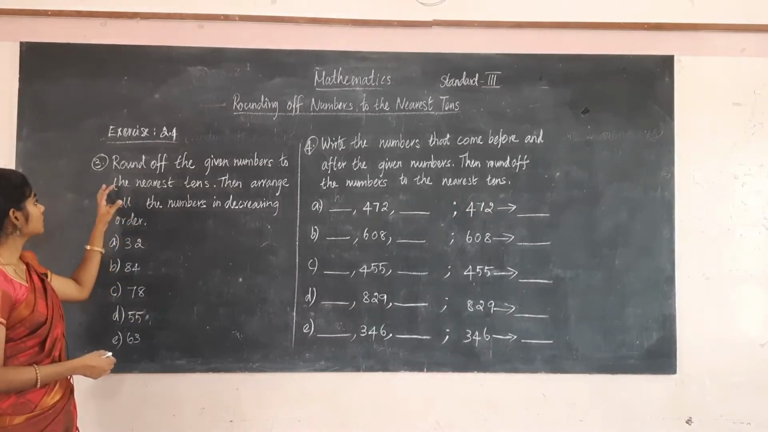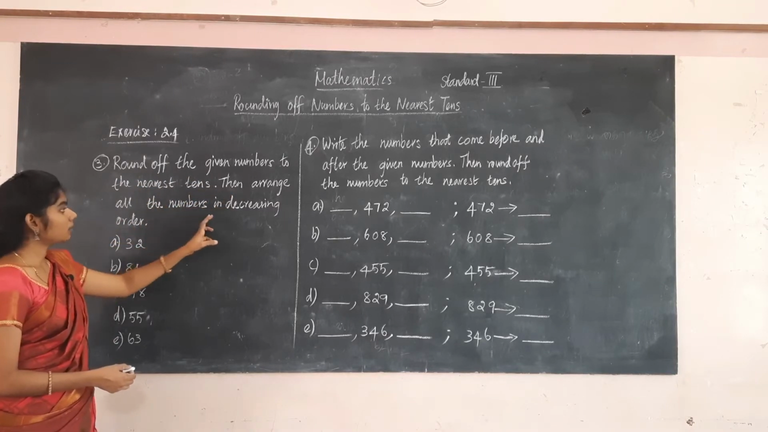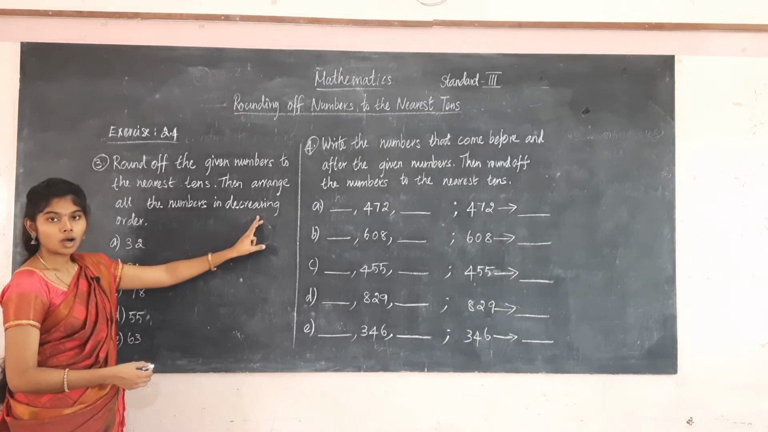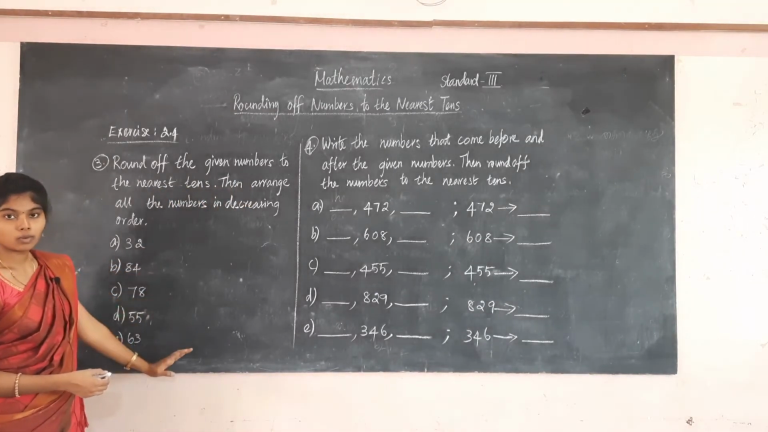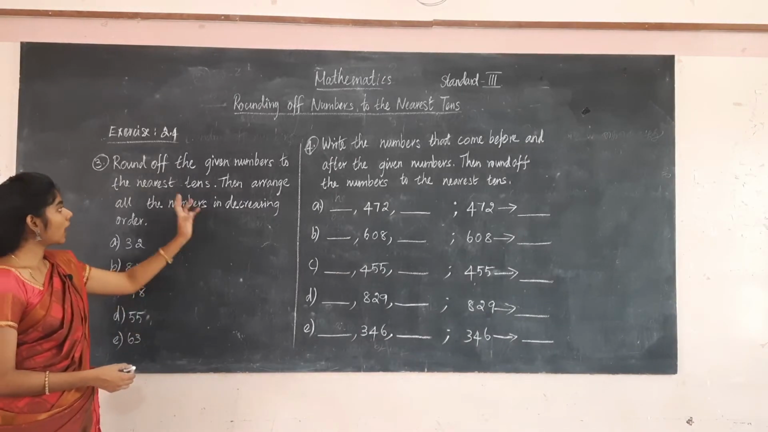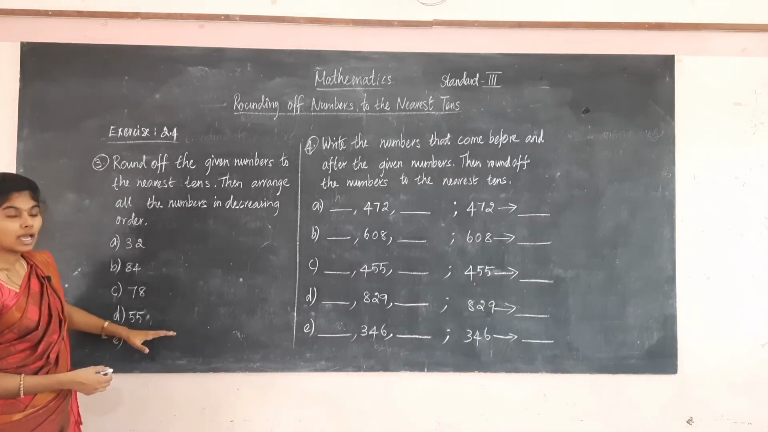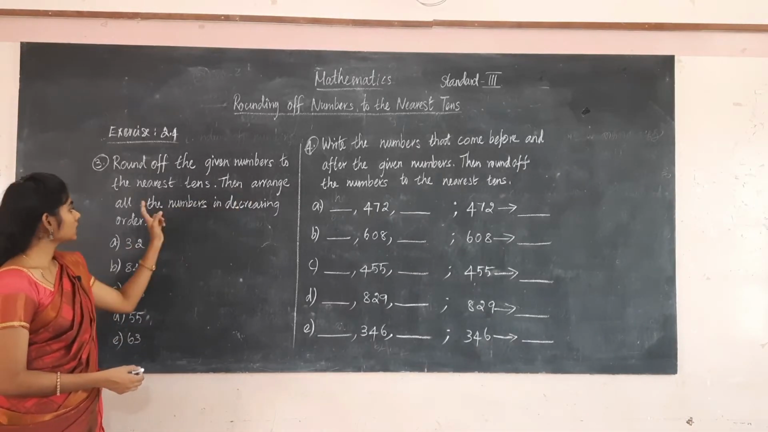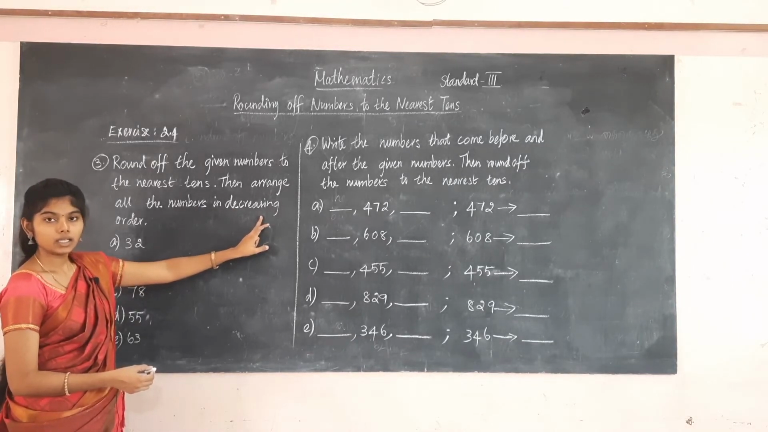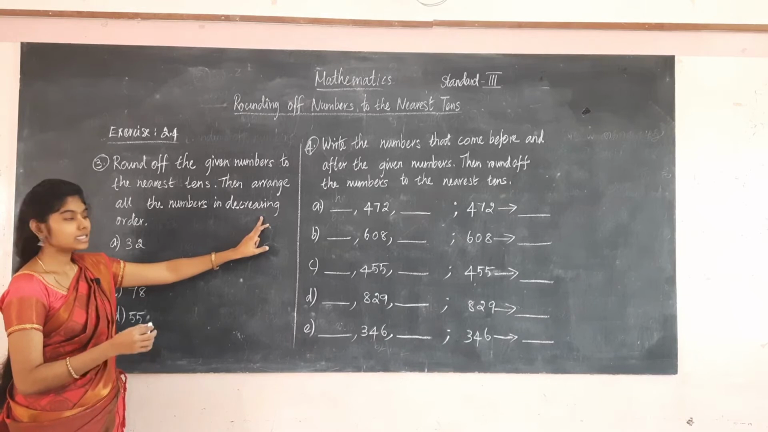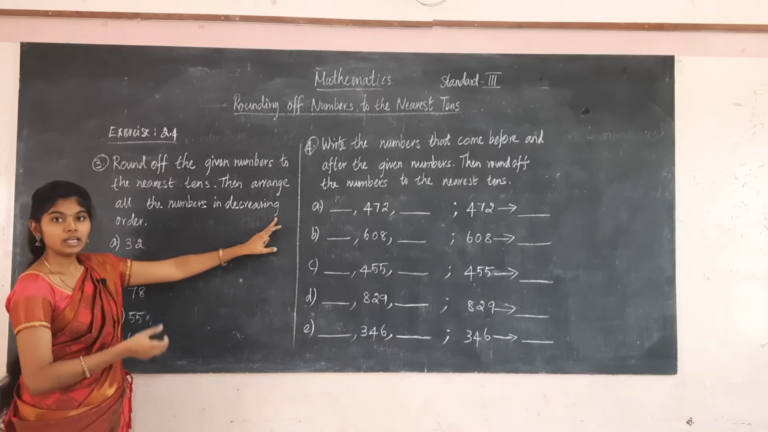The next sum is: round off the given numbers to the nearest tens, then arrange all the numbers in decreasing order. You all know how to round off the numbers to the nearest tens. You are going to do this problem as homework. After rounding off each number, you are going to arrange all the numbers in decreasing order. You know what is meant by decreasing? It is arranging in descending order.